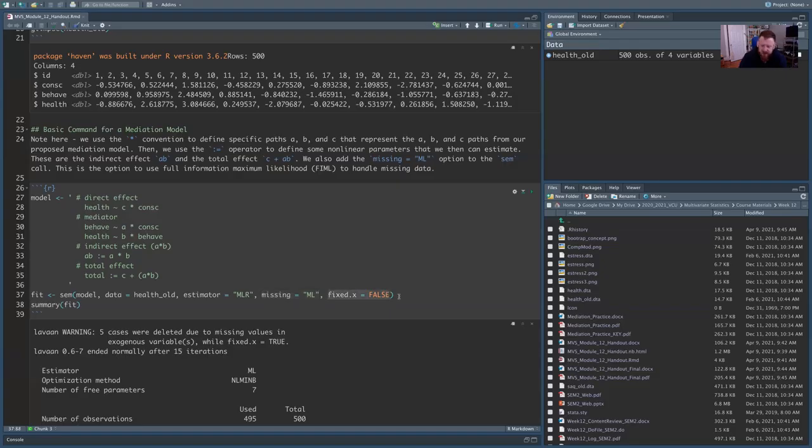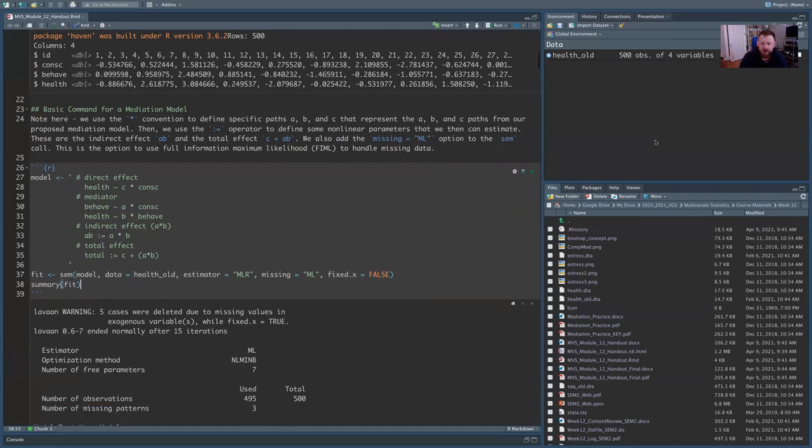Fix.x equals false is basically changing how exogenous variables are defined in the model. For our purposes, because we're only using observed variables and not latent variables, this is something that we need to add. Otherwise, the software will not, again, apply this fancy missing data approach that we really like. And then we get a summary.